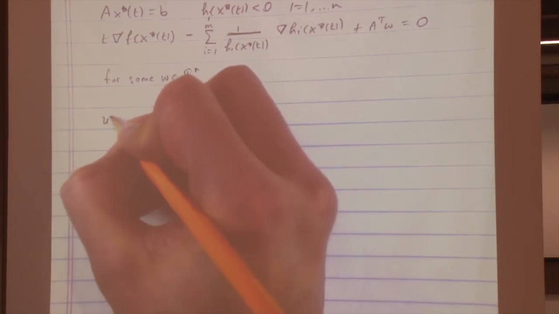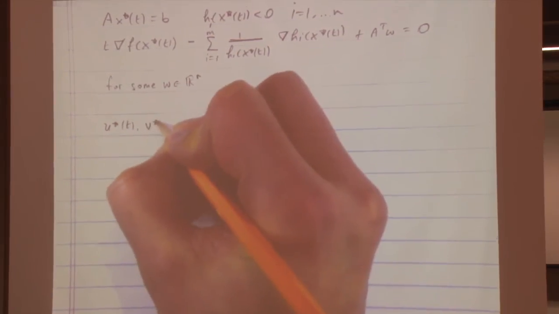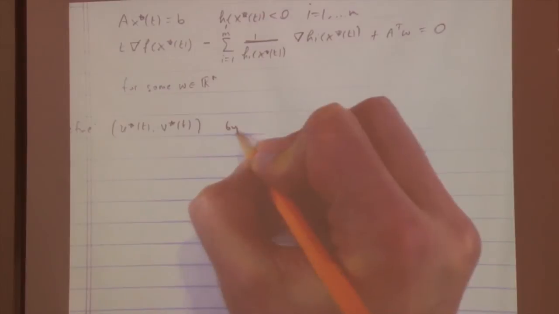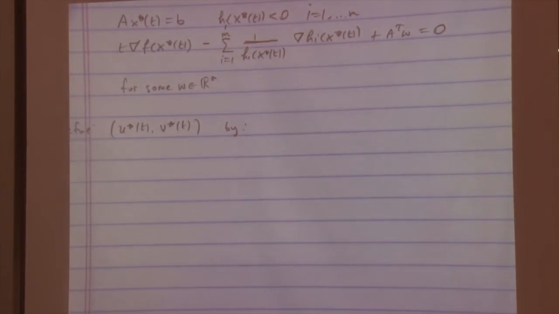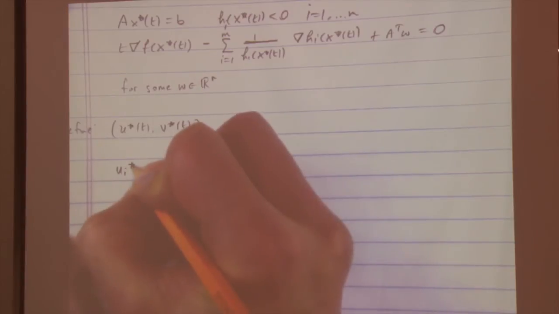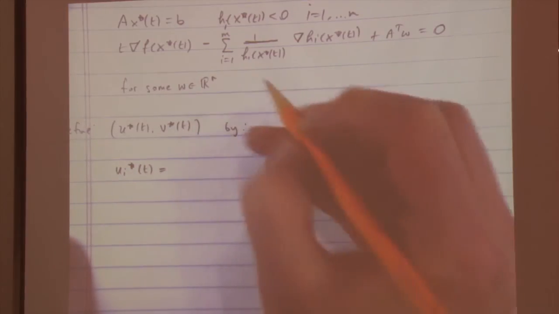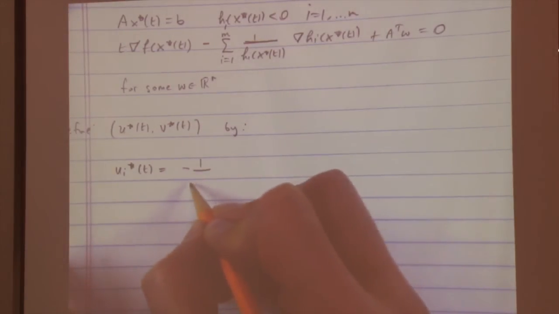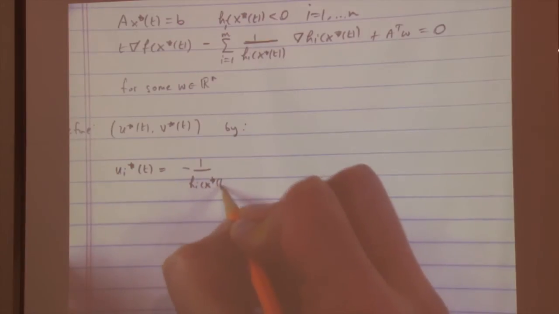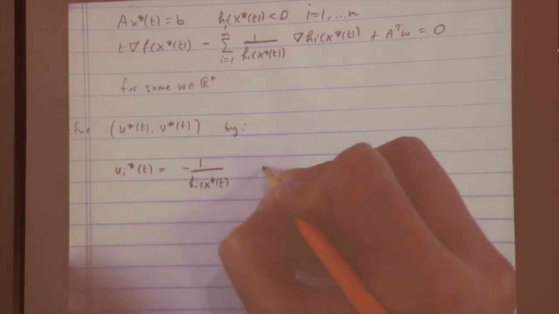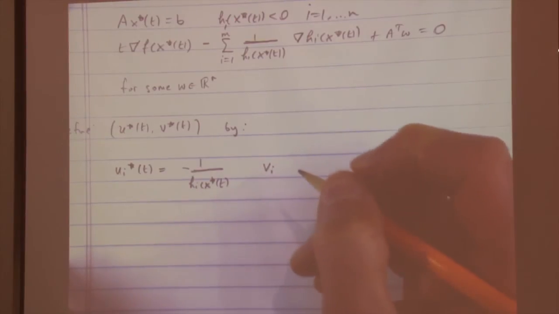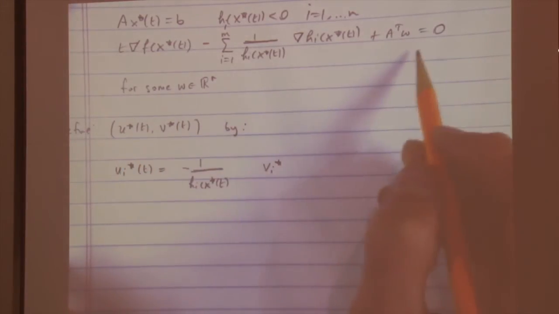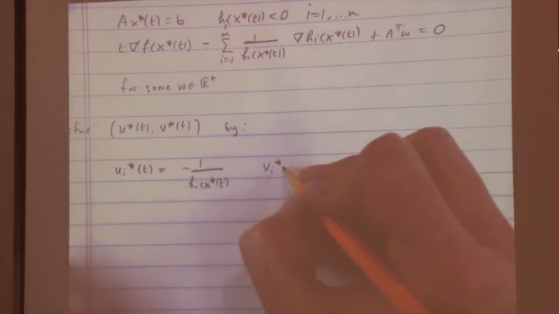We're going to call that u star of t and v star of t. So we're going to define these according to the following. The components of u are going to be defined just by taking essentially what we see in front of this gradient term here, minus 1 over hi of x star of t. And the components of v are just going to be defined by rescaling whatever this vector w that made this true in the first place for the central path.